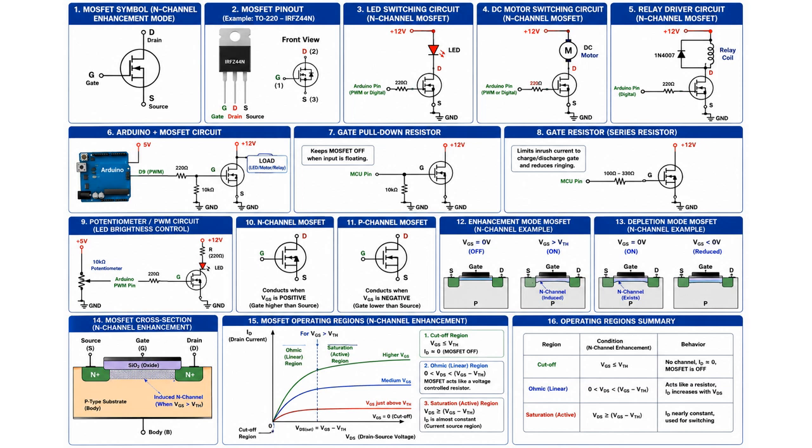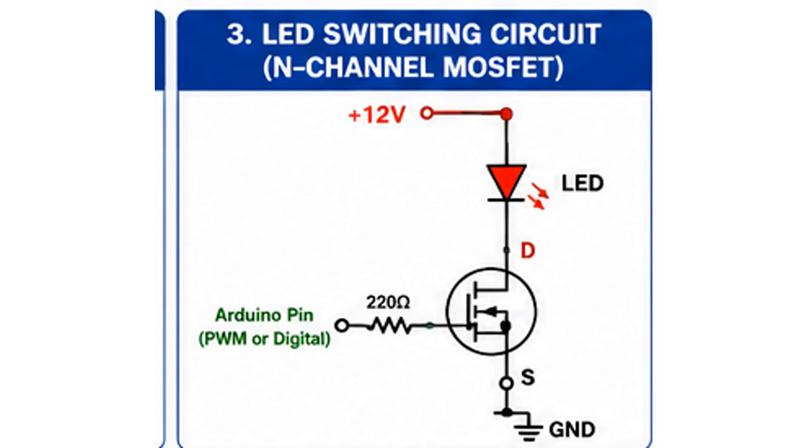When the pin goes high, the gate voltage rises above the threshold, the channel forms, and the LED turns on. For brightness control, we use PWM. A high-frequency square wave with varying duty cycle is applied to the gate. The MOSFET switches fully on and fully off many times per second. The average power delivered to the LED changes with the duty cycle, so the brightness appears to change smoothly while the MOSFET itself stays efficient.